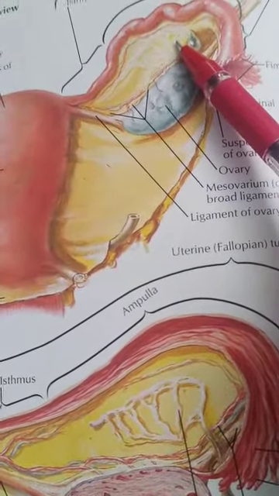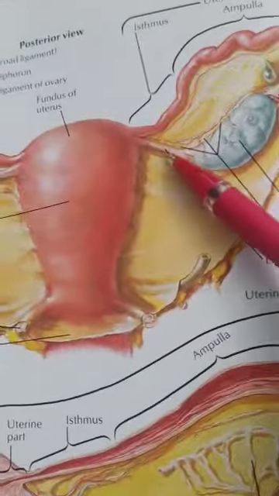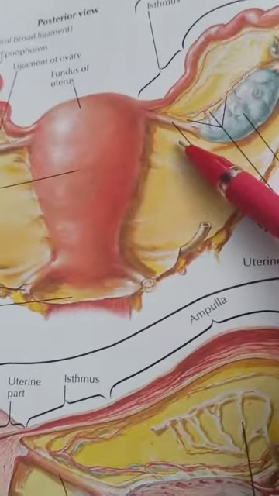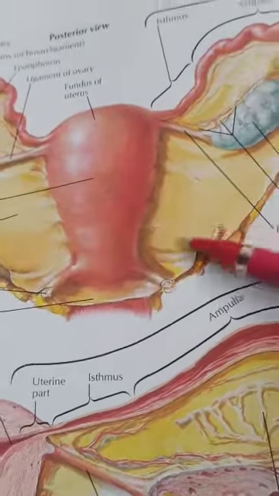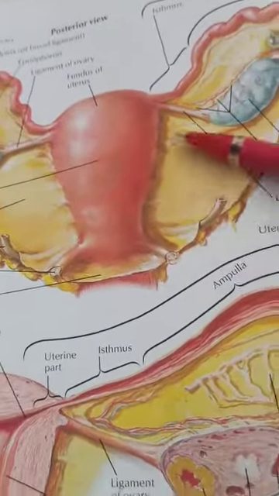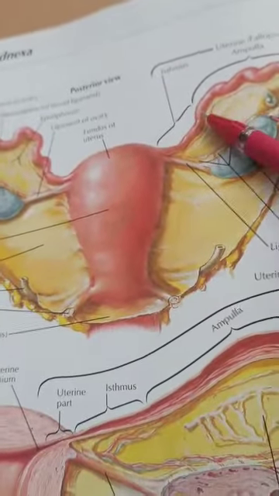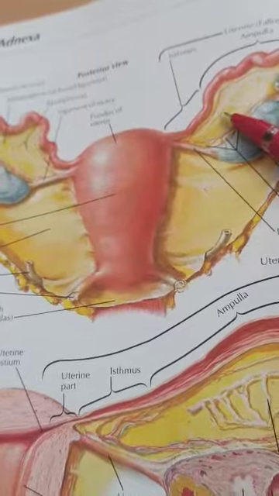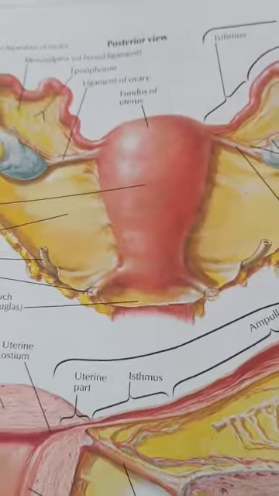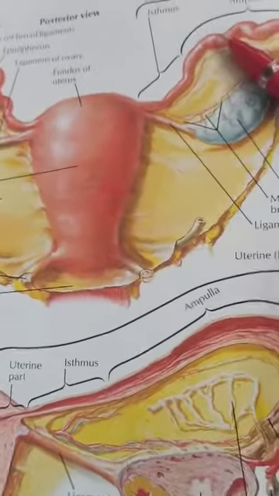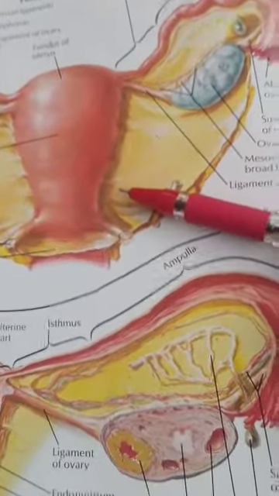And then the part below the ligament of ovary, which is the broad ligament below the ovary, is called the mesometrium. The complete portion is known as the broad ligament. The upper part between the uterine tube and the ovary and ligament of ovary is known as the mesosalpinx, and the lower portion is known as the mesovarium.